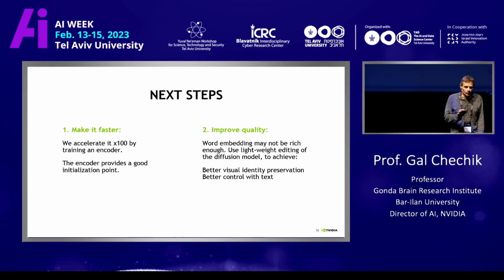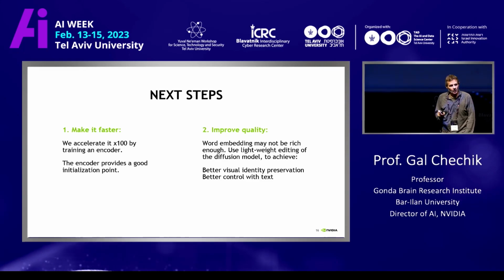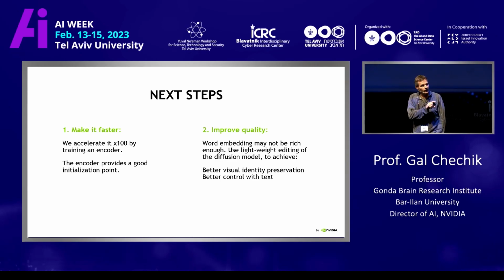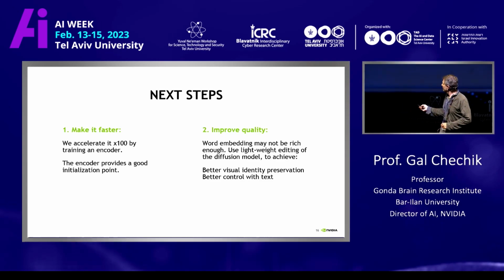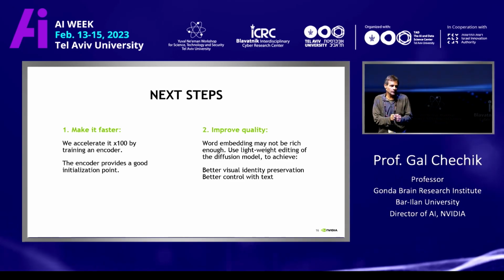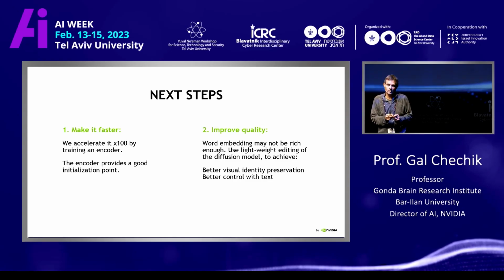We extended this in two ways. This is submitted to a conference and I cannot show you the results yet, but two important ways. One is we accelerate the process by 2 orders of magnitude, and the idea is that you learn an encoder, again, that generalizes over a lot of different personalized items and gives you a good initialization point for the optimization. And the other aspect is that we want to improve quality in those 2 metrics. We want to better preserve the visual identity and also controllability.